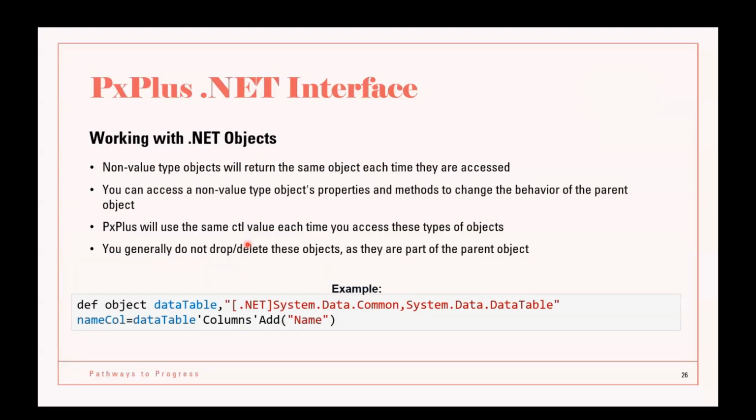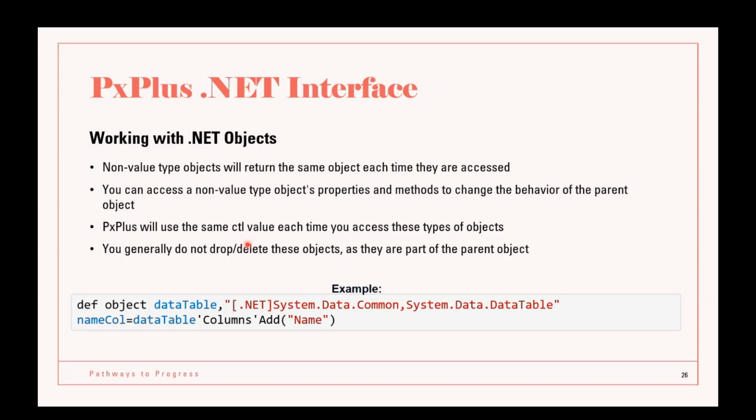So the other type of object is the non-value object. In this case, you can think of this as a child object. Usually when the parent is created, it will allocate these child objects itself. But it also means that if you then modify those child objects directly, you actually change the parent itself. You don't need to make a copy. And every time you access that child object, you're getting a handle to the same object.